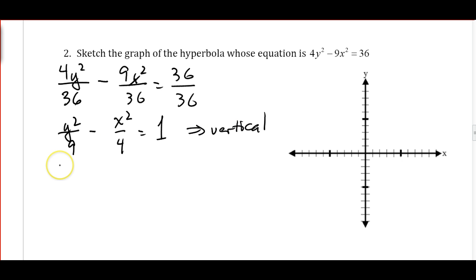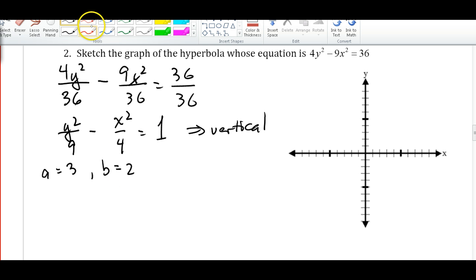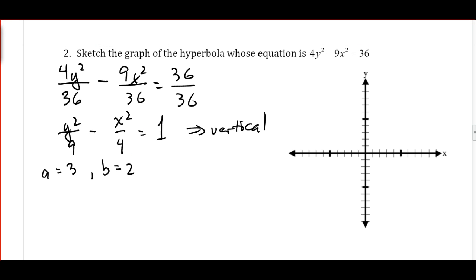A and b don't switch, so a is going to be equal to 3, and b is going to be equal to 2. So square root of 9 is 3, square root of 4 is 2. That gives me a and b. So I can start locating my vertices. I've got 3 up, because it's vertical, and 3 down. So there's my vertices, and then I'm going to go 2 to the left and the right from the center, which is at (0, 0).